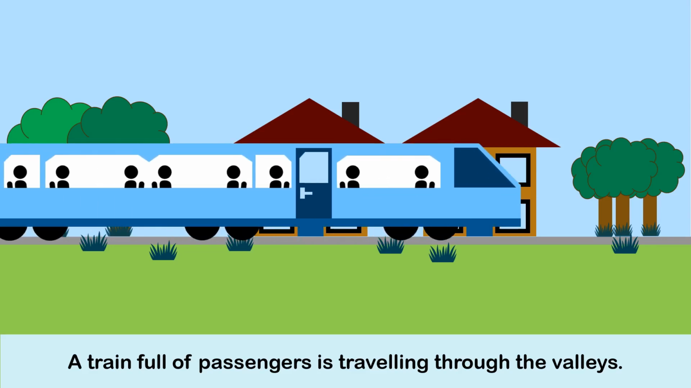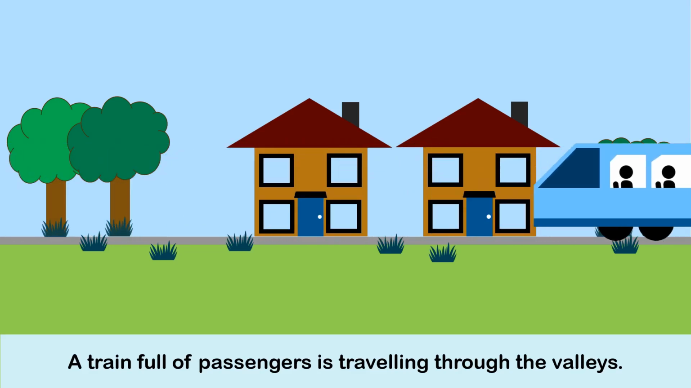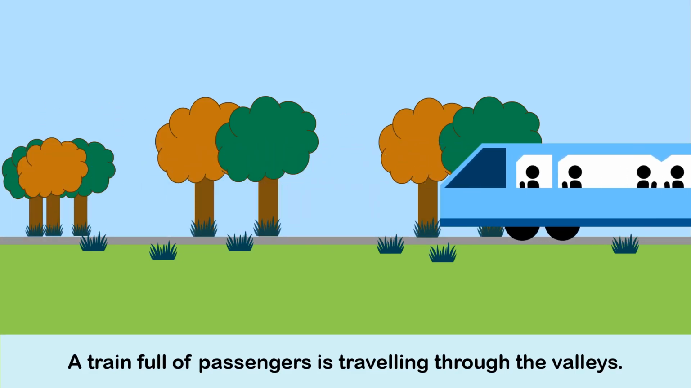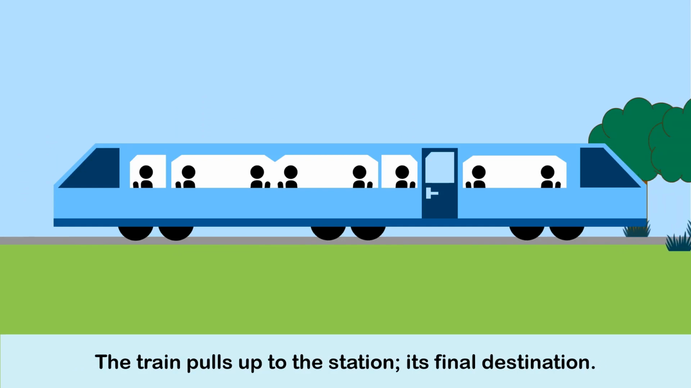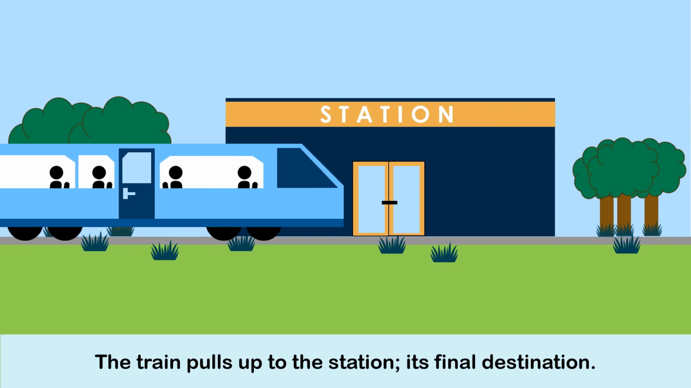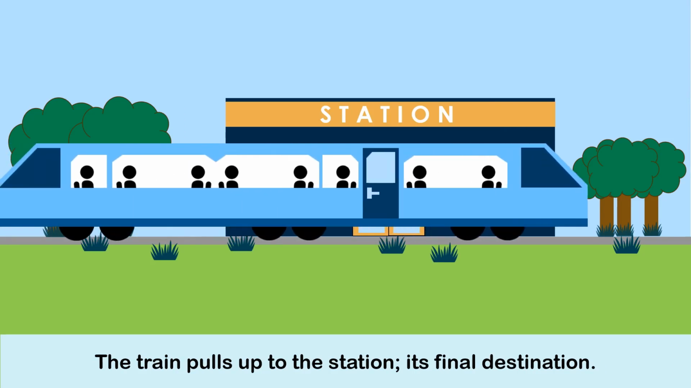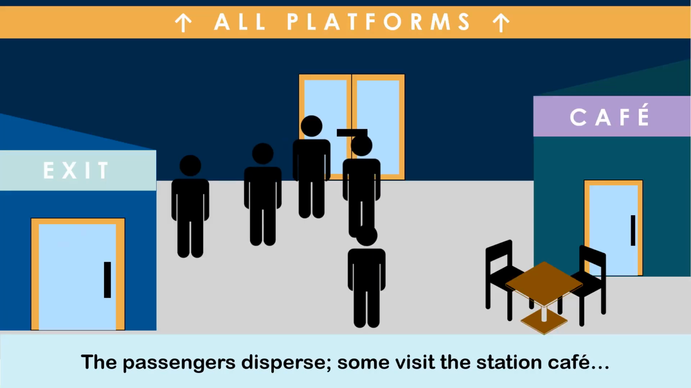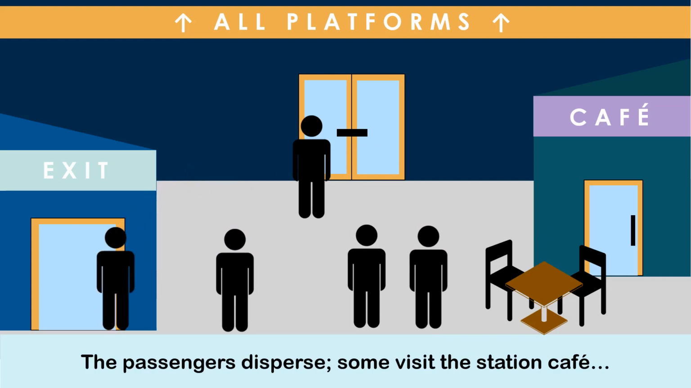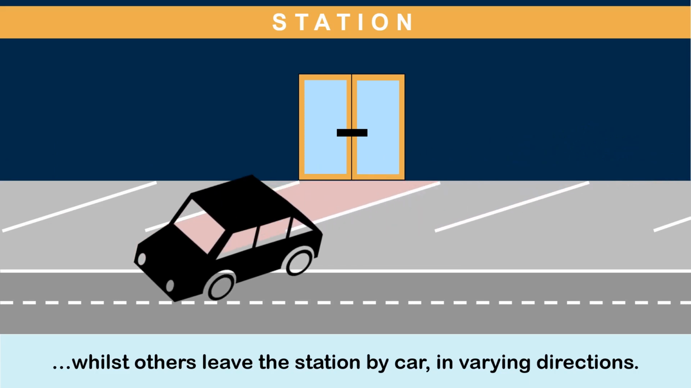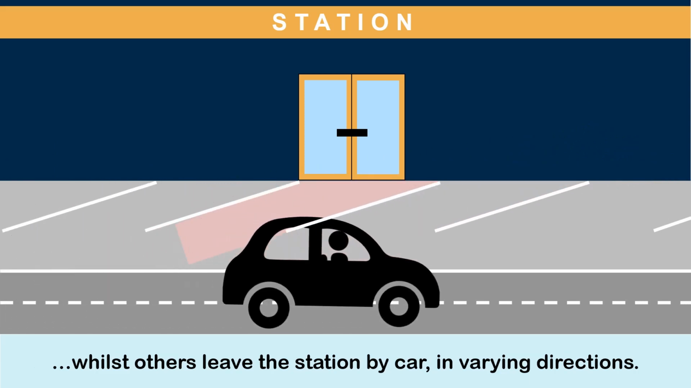A train full of passengers is travelling through the valleys. The train pulls up to the station, its final destination. The passengers get off the train, leaving it empty. The passengers disperse. Some visit the station cafe, whilst others leave the station by car in varying directions.